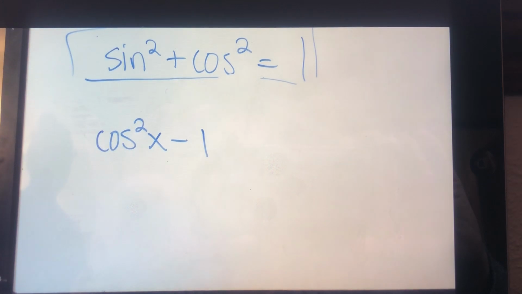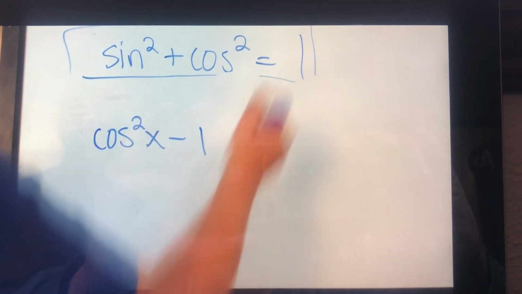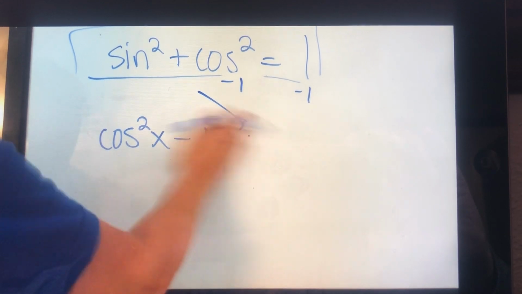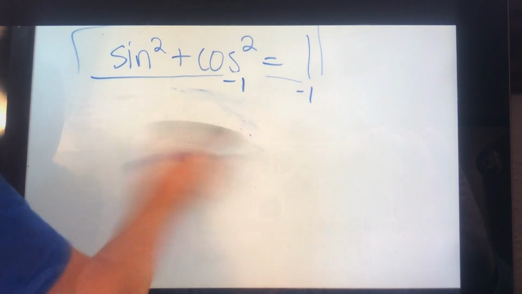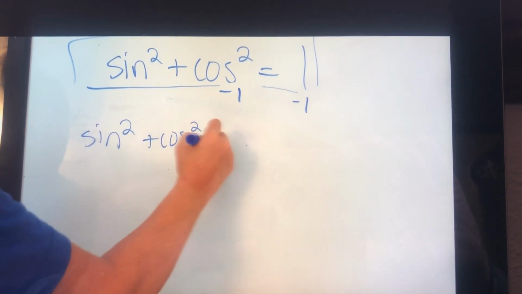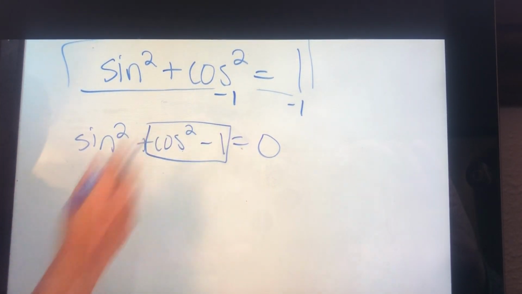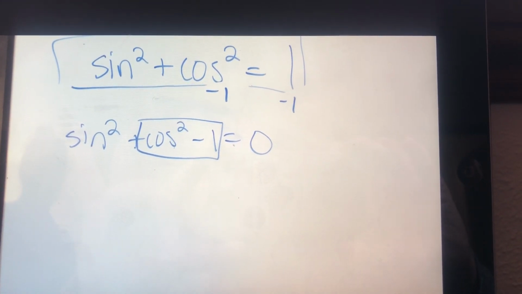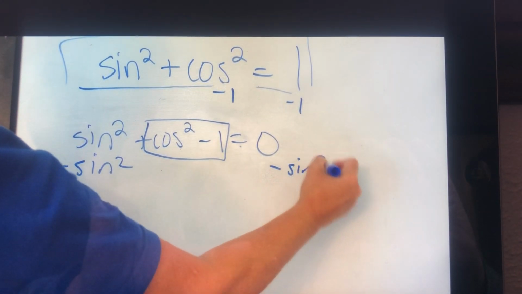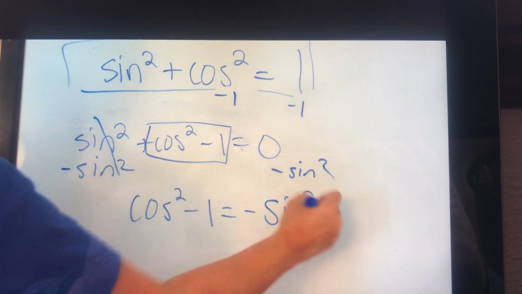minus 1, okay? So if we try to make this have a cosine squared minus 1, I'm going to put my 1 here. So we've got, oh heck, let me erase this. So right now I've got sine squared plus cosine squared minus 1 equals 0, okay? We're trying to get this by itself. In order to do that, what would we have to do next? We would have to subtract sine squared off. So cosine squared minus 1 is equal to negative sine squared.